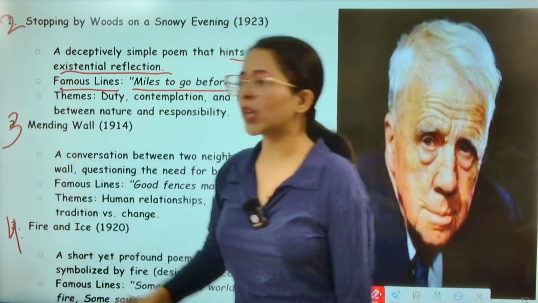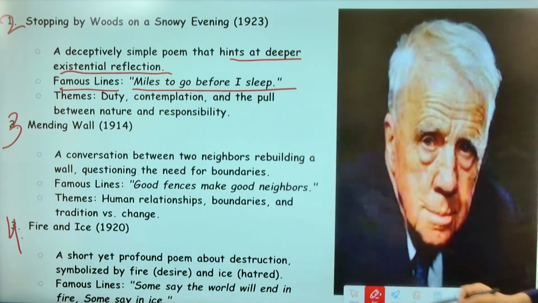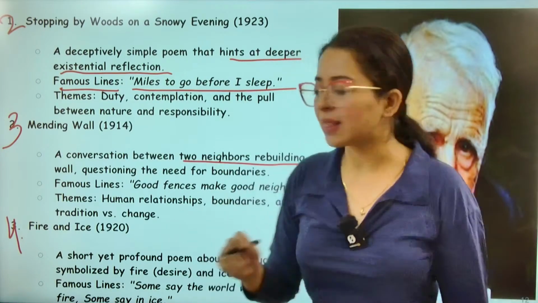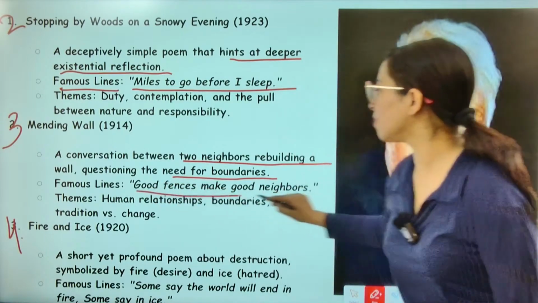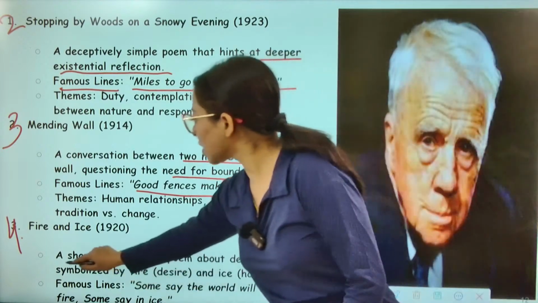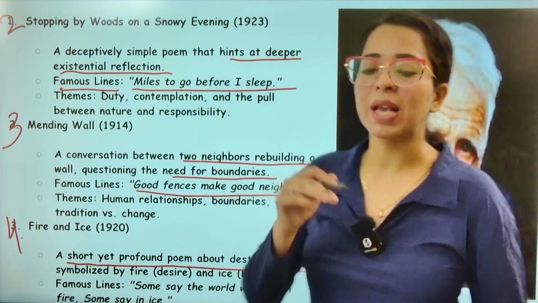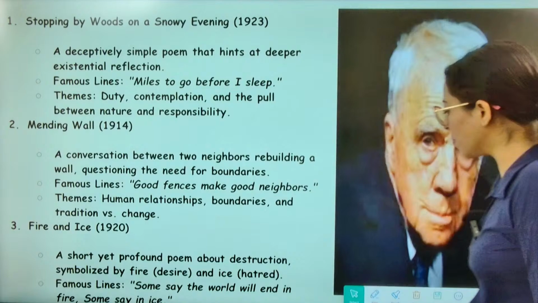Then you have Mending Wall. इनकी बहुत poems है लेकिन बस मैंने कुछ यहाँ पे लिखा है. Mending Wall 1914 is another seminal poem. A conversation between 2 neighbors rebuilding a wall, and they are questioning the need for boundaries. Very famous line, good fences make good neighbors. Yeah, guys, this has come in the exam. And Fire and Ice, a short yet profound poem about destruction. Famous line, some say the world will end in fire, some say in ice. Okay, so this is your Robert Frost.